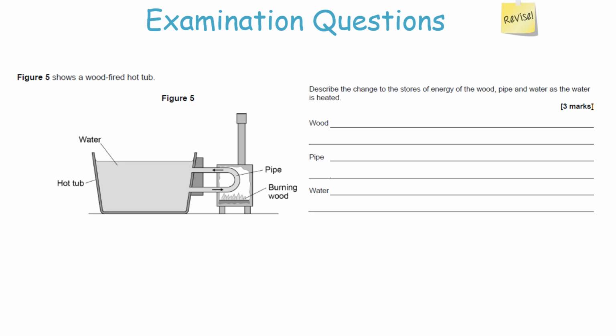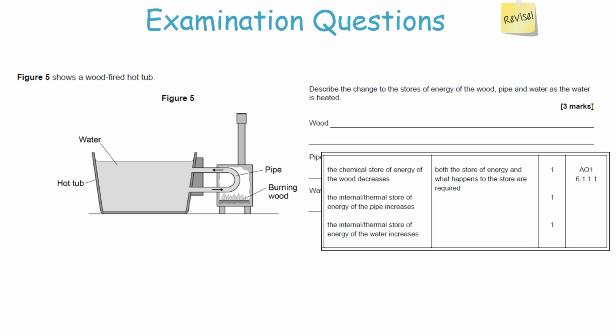Well, it's very important that you talk about how the energy stores change and look at the diagram given to you. So the first thing to note is that the wood is burning, it's heating up the pipe which is heating up the water. So you say that the chemical energy store of the wood decreases because the energy is leaving the wood and going into the pipe. That causes the thermal energy of the pipe to increase, which will cause the thermal energy of the water to increase.